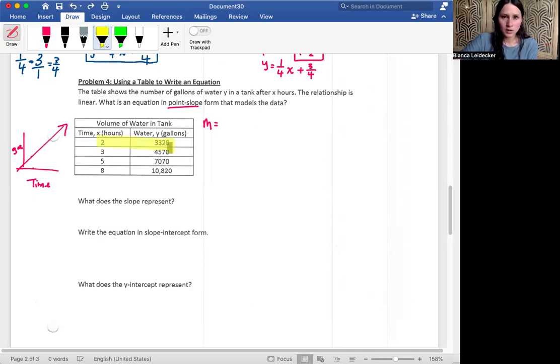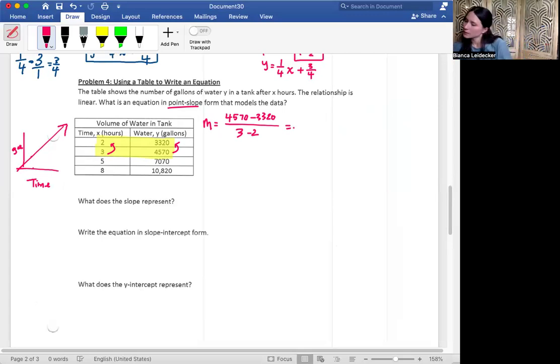I'm going to write that as my slope, rise over run. So I'm actually going to subtract going this way, because then I'm going to have positive numbers to work with. So I'm going to write this as 4,570 minus 3,320 over 3 minus 2. When I subtract it, let me get my calculator out.